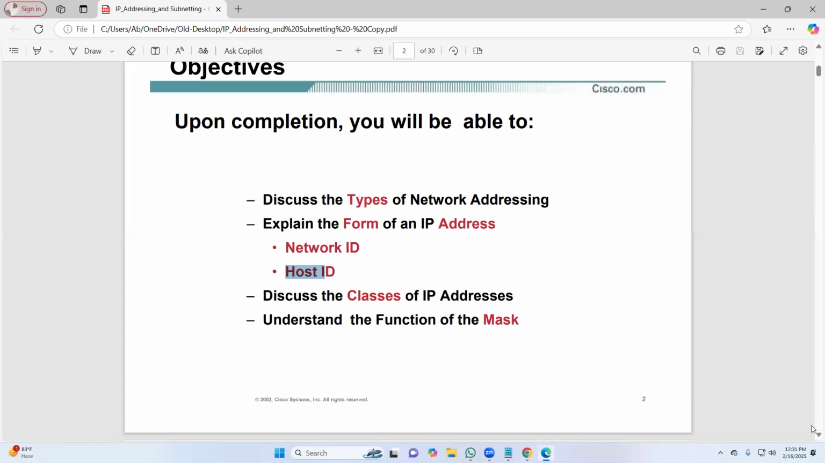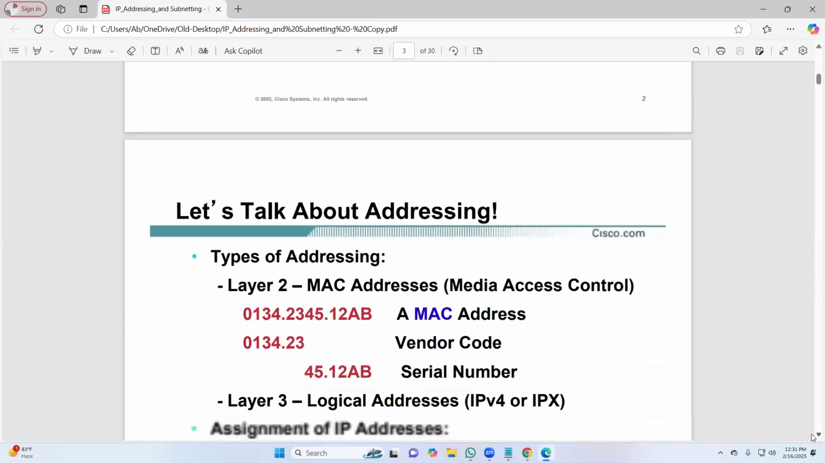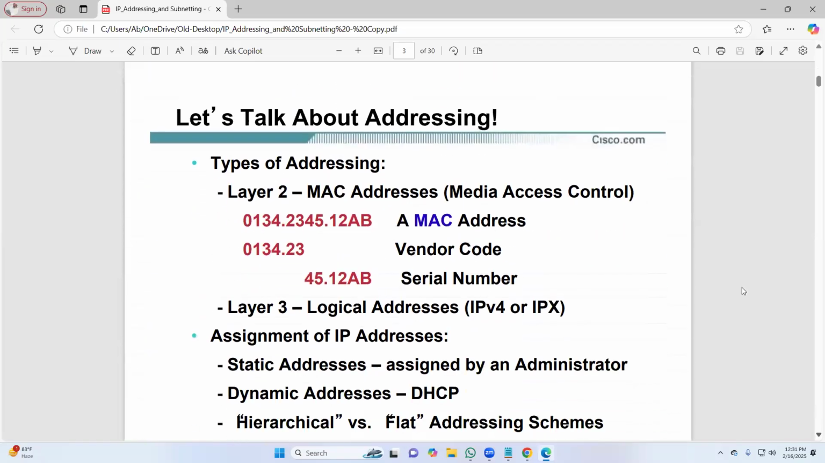Now let's talk about the addressing, the type of addressing. Layer 2 address is a simple MAC address, media access control address. This is the hardware address, you can say. What about layer 1? Layer 1 is passive, only the electricity, only the signal. There's no logic.